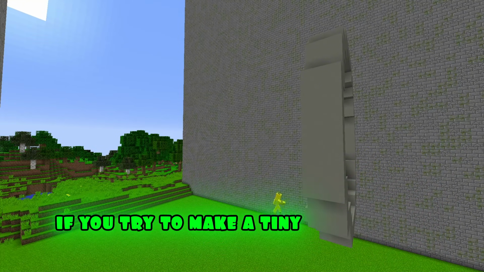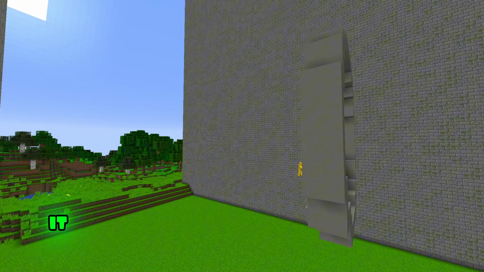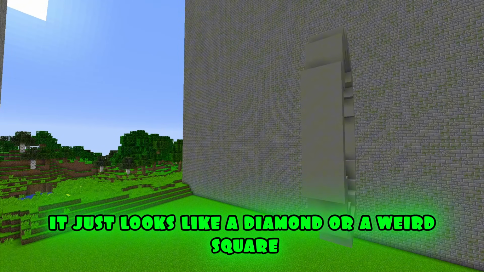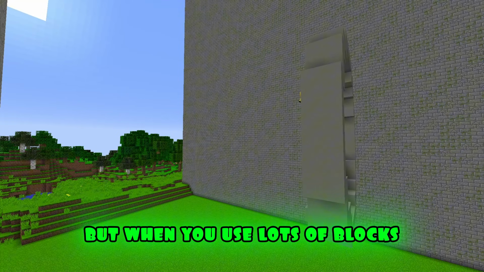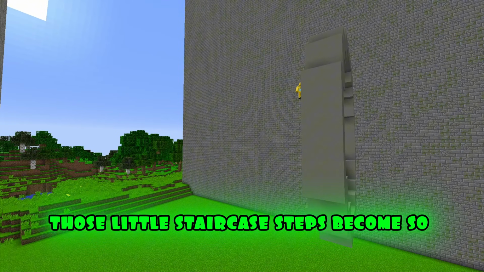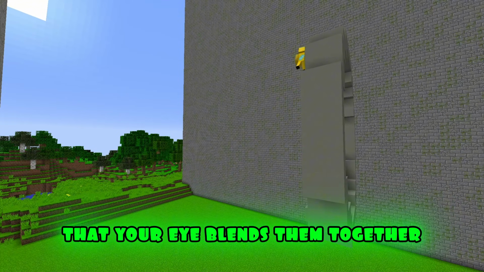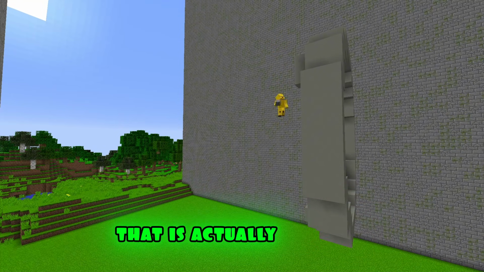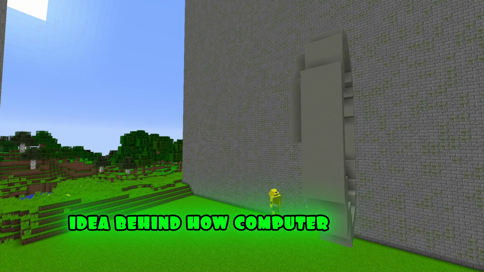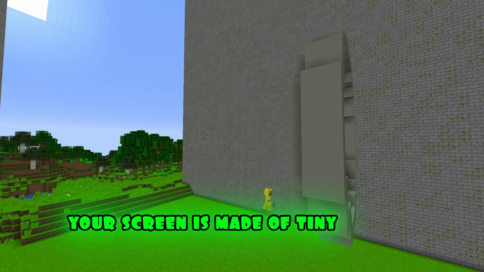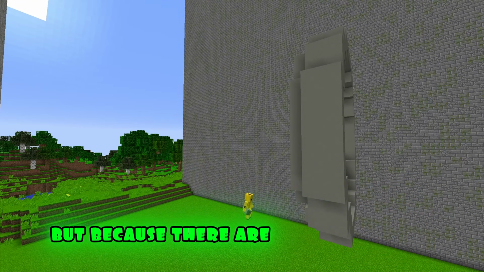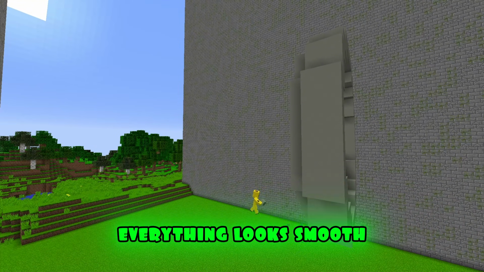If you try to make a tiny circle with only a few blocks, it just looks like a diamond or a weird square. But when you use lots of blocks, those little staircase steps become so small that your eye blends them together and sees a smooth curve. That is actually the same idea behind how computer screens work. Your screen is made of tiny square pixels, but because there are so many of them, everything looks smooth.